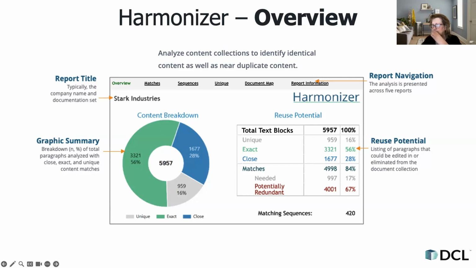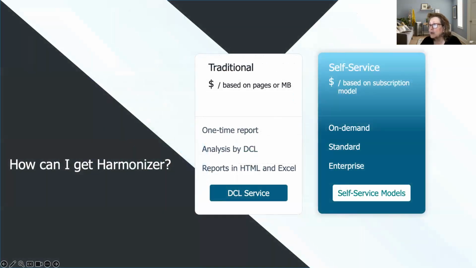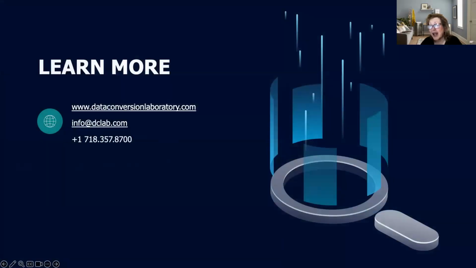Another question here. Excuse me. Did you say Harmonizer will analyze mixed formats at the same time? I can mix PDFs and Word and HTML. It runs against all of them at the same time. And is there a limit to how many file formats it can analyze at once? Yeah, so it can. Wow.